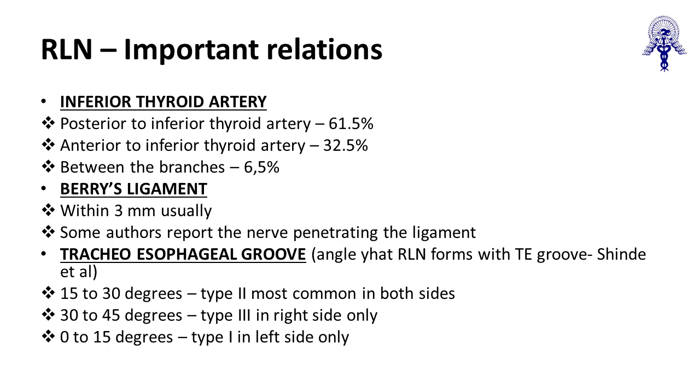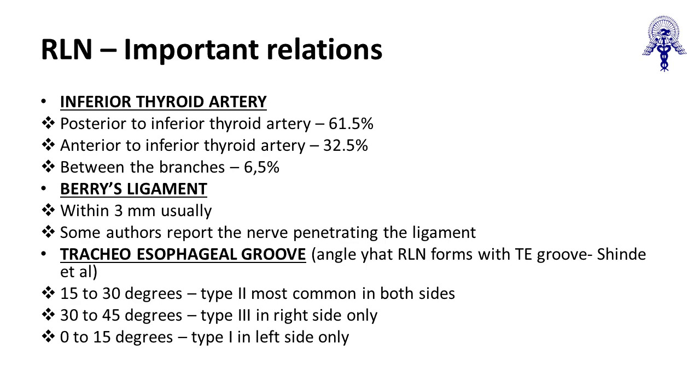So Berry's ligament, it is usually within 3 millimeters, and sometimes the nerve may even pierce the Berry's ligament. So you have to identify it before taking this test. And it's a very interesting paper by a person called Sinde, who had measured the angulations that the recurrent laryngeal nerve makes with the tracheoesophageal groove. This is also important to keep in mind.